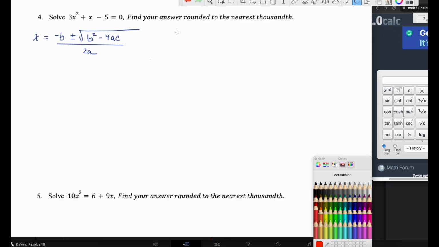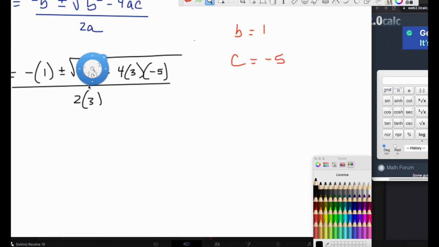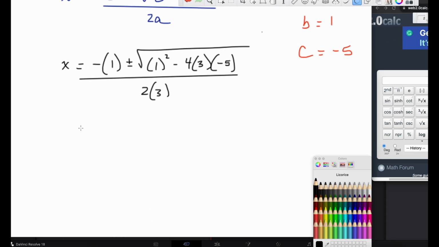It's already written in standard form, so we can identify a, b, and c. A is 3, b is 1, and c is negative 5. So we're just going to substitute everything into the quadratic formula and simplify. So we got negative 1 plus or minus the square root of 1 squared minus 4 times 3 times negative 5, over 2 times 3. Zoom in there. Okay, next line.